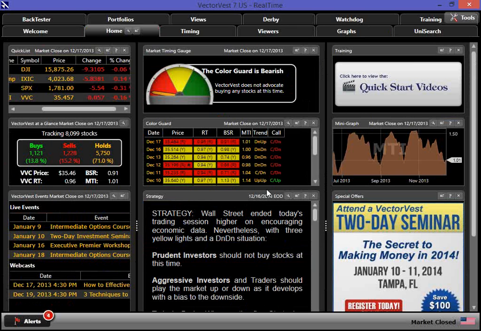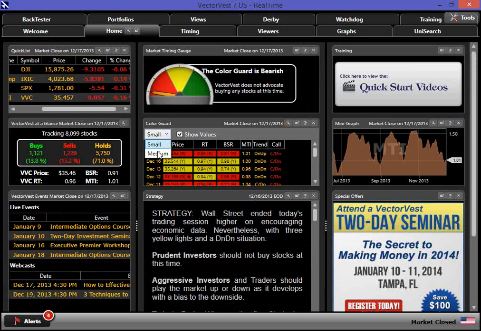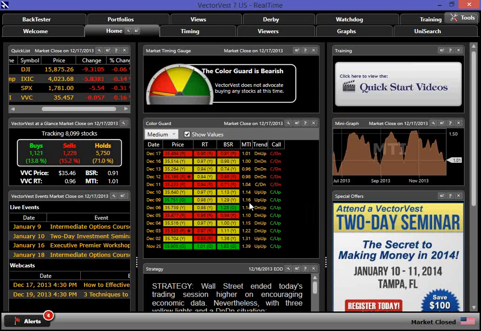Here we have in the color guard system timing signals, the primary wave and the MTI crossover, which is not a timing signal, but the confirmed call. Looking at the color guard, and I can actually even change this to a bigger size. As we were coming up from this confirmed call, it started weakening here, and we saw that we had some primary wave changes to the down. You started seeing some green lights pepper in here with the red lights. Ultimately, the market started falling.